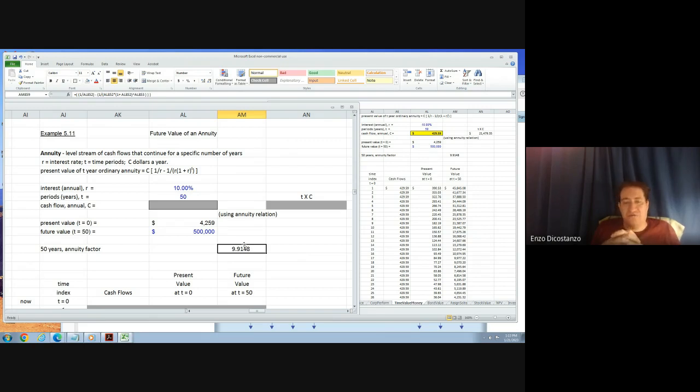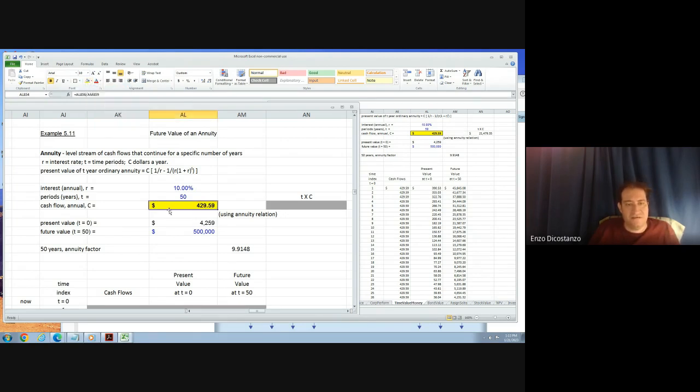The value of that is $9.91 today. But what you don't have from that is the C. So if you know the value today of this, and the value today is 4,259, you say that equals C divided by this factor, you can solve for C, like we just did. That's how you get the 429.